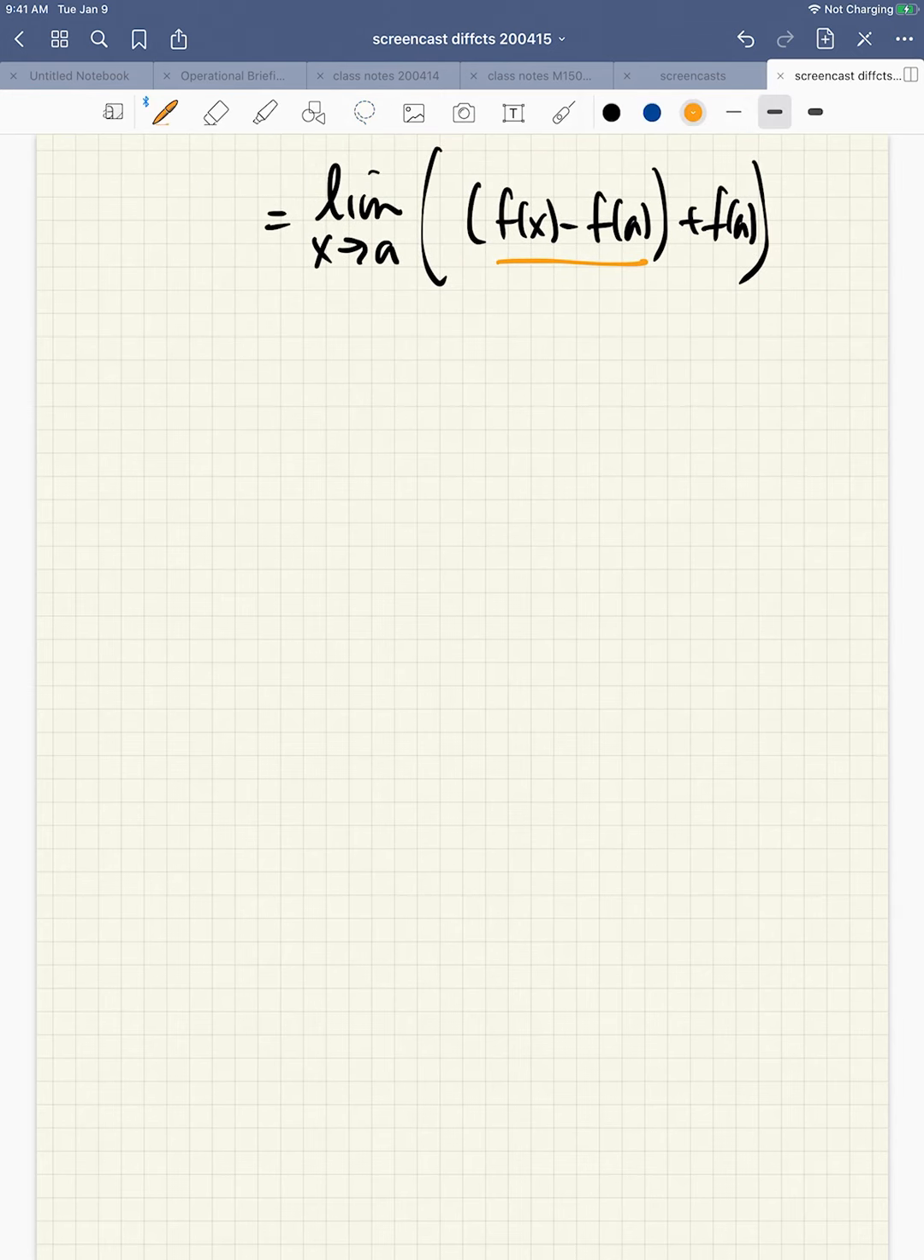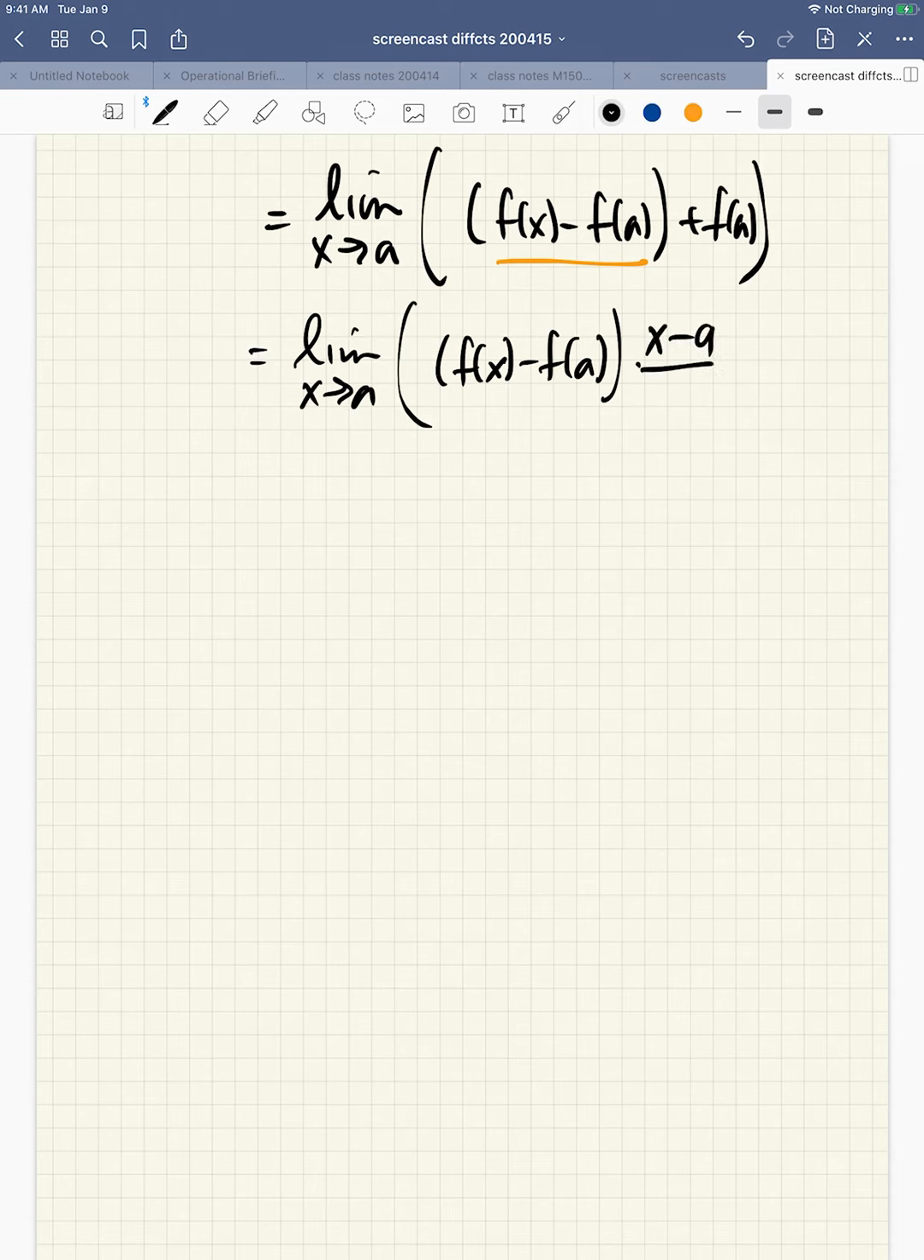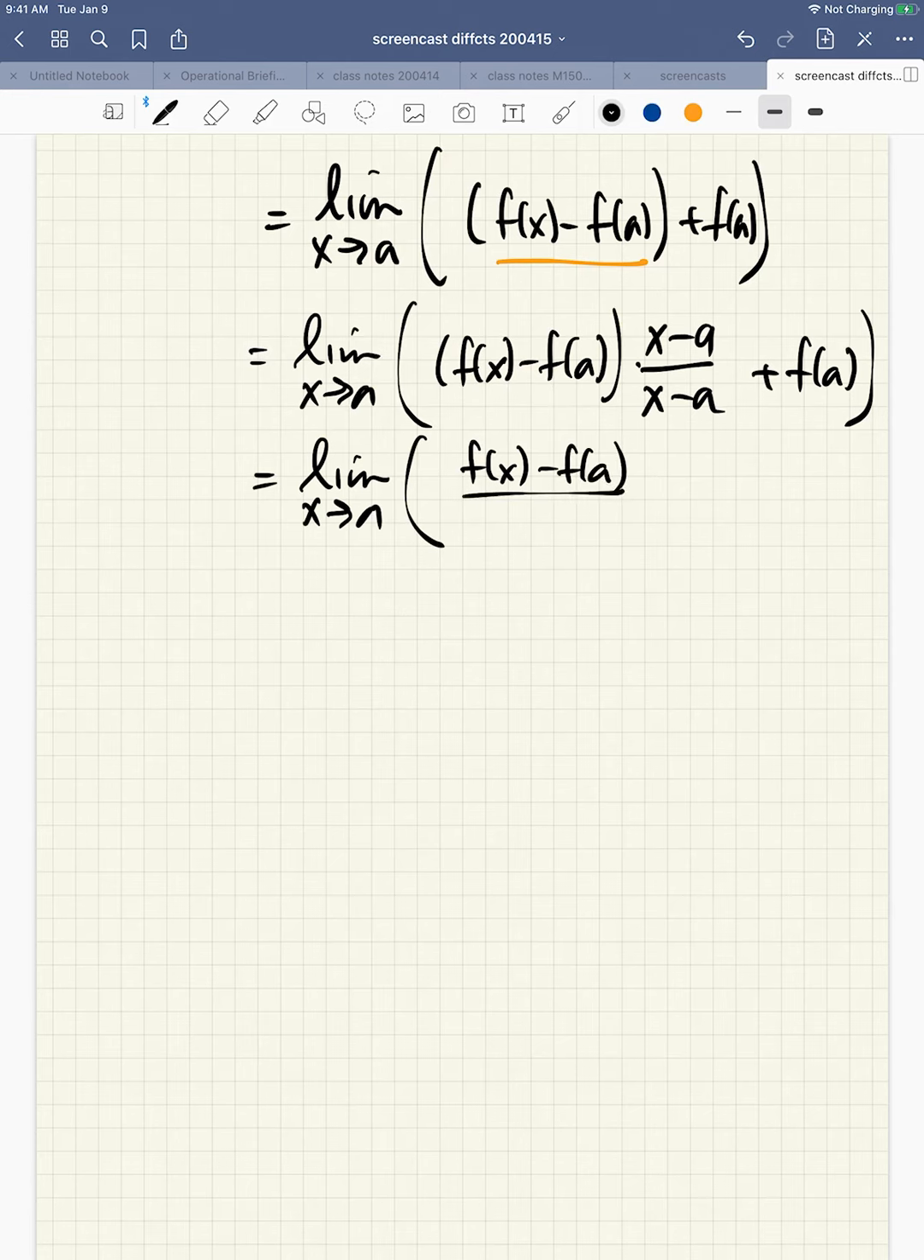All right. So now what I'm going to do is another great algebraic trick. I'm going to multiply that thing in parentheses by the number 1, but written in a cool way, x minus a over x minus a. And the reason I'm going to do that is because I can use the properties of numbers to move one of those x minus a's underneath the f of x minus f of a, and I'm going to leave the other one outside.